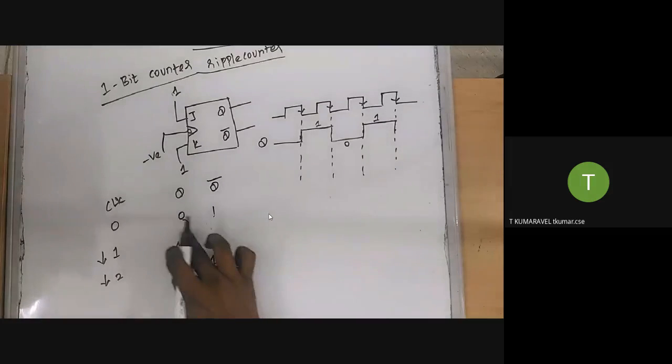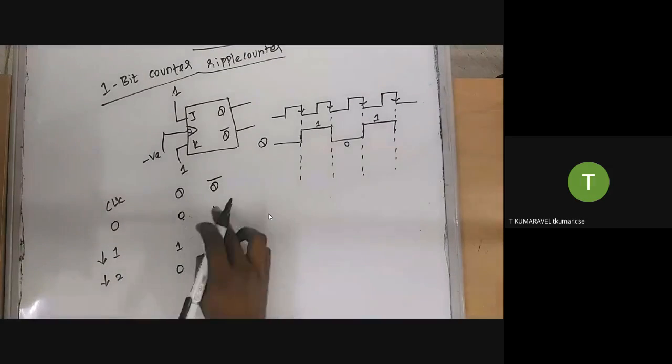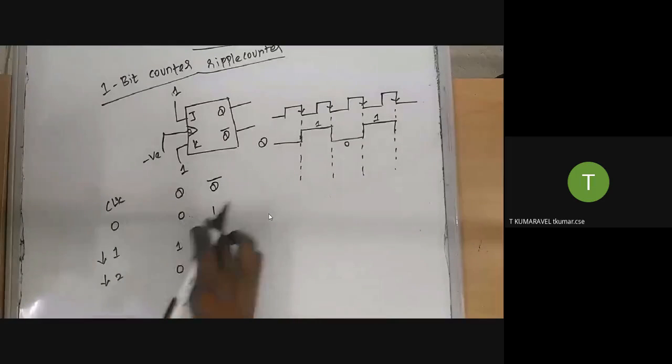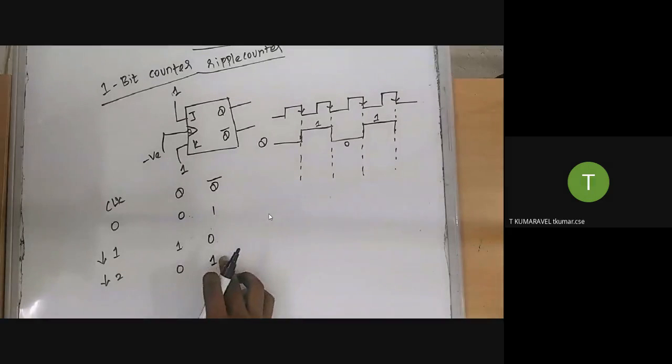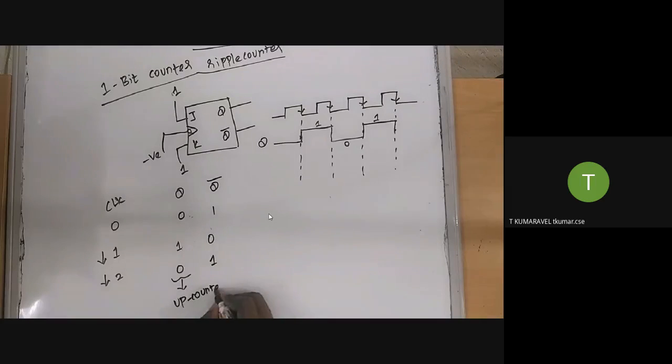After the end of the second clock cycle, it will retain the same state. Initially, in the initial state, it's going to retain. This Q is otherwise called an up counter. I will tell you why it is called an up counter. This is called a down counter.